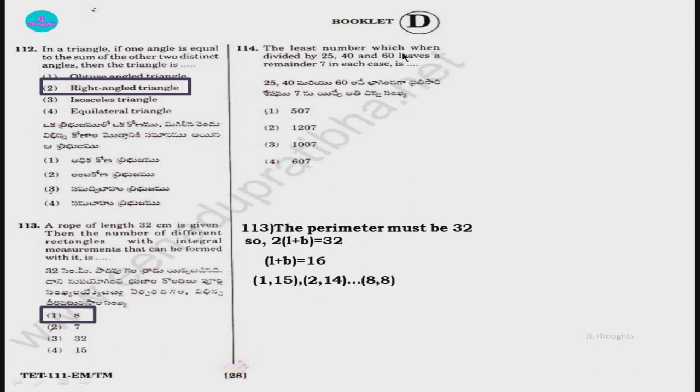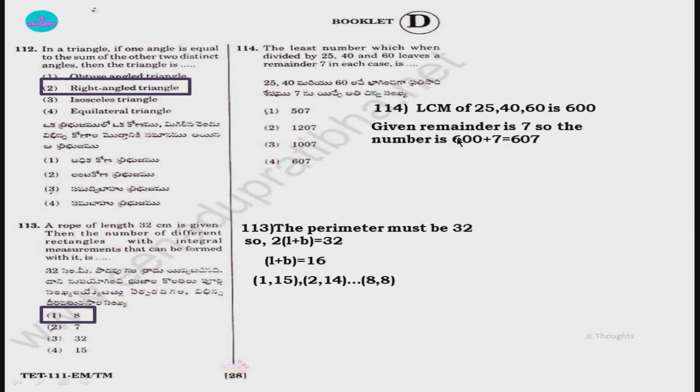114, the least number which when divided by 25, 40 and 60 leaves a remainder 7. For this, first we'll find the LCM of 25, 40 and 60 and you'll get 600. Now the given remainder is 7. So you will add 600 plus 7, that is 607. So the answer for you is 607.